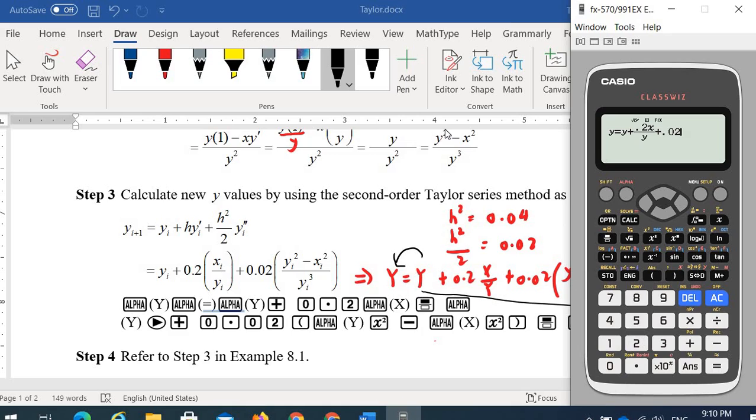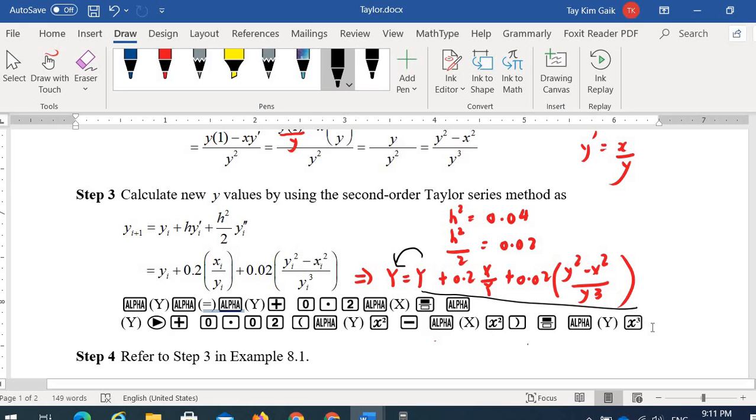And then y double prime, as we obtained in step 2, which is y squared minus x squared over y cubed. Alpha y squared minus alpha x, squared button, close it, the fraction button, go down, divide by y cubed. So alpha y cubed is on top of the x squared button, the yellow color, you need to press shift. So I have the formula y equal to y plus 0.2 x divided by y, plus 0.02, bracket y squared minus x squared divided by y cubed. You can use left right to check whether you keyed in the correct formula.